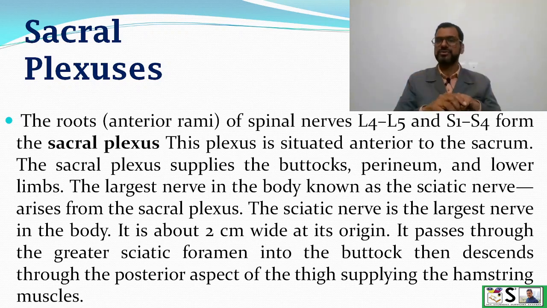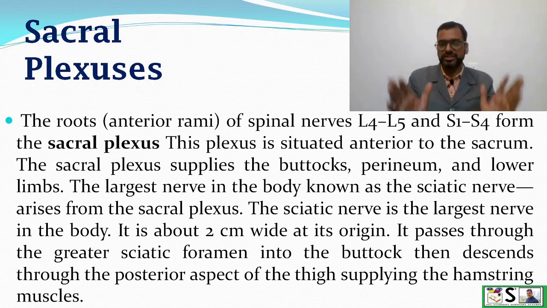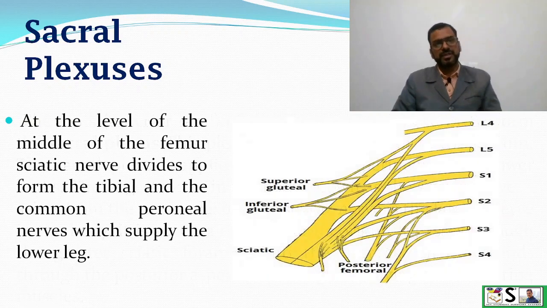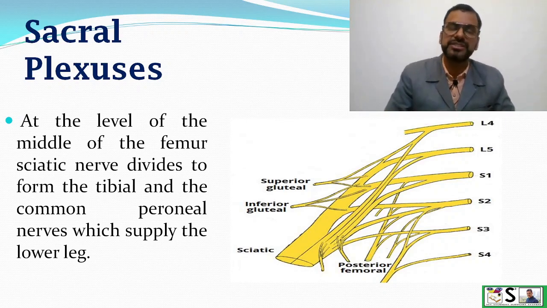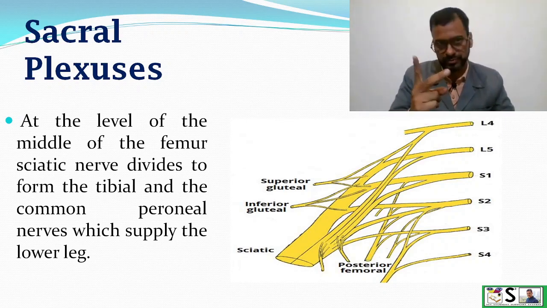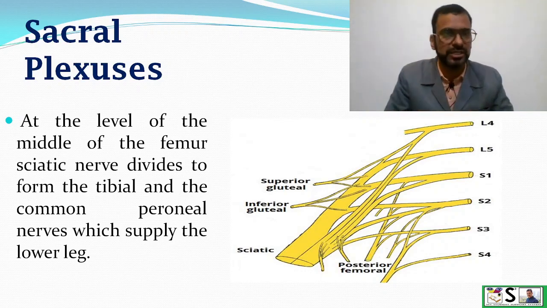The sciatic nerve is the largest nerve in the body and it is about 2 cm wide at its origin, and it passes through the greater sciatic foramen into the buttocks and then descends through the posterior aspect of thigh, supplying the hamstring muscles. At the level of mid of the thigh or femur bone, the sciatic nerve divides into two, tibial and common peroneal nerve, which supply the lower leg.